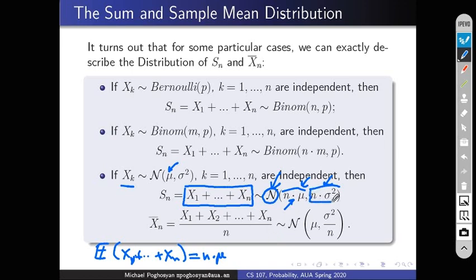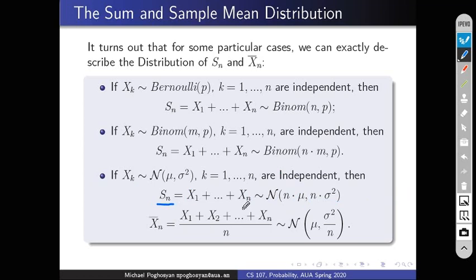Next, here I need to plug the variance of this. So if I have something like this, normal with some parameters, here I need to plug the mean of Y, and here I need to plug the variance of Y. So if I want to find this parameter, I need to calculate the variance of this. But the variance of a sum of independent random variables is just the sum of variances. The variance of each Xk is sigma squared. So I will have n times sigma squared here. And this was the distribution of Sn.